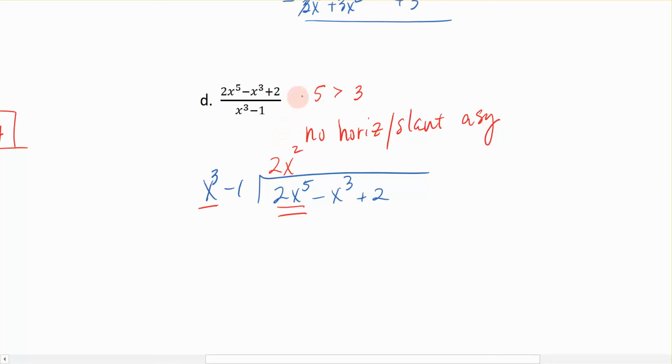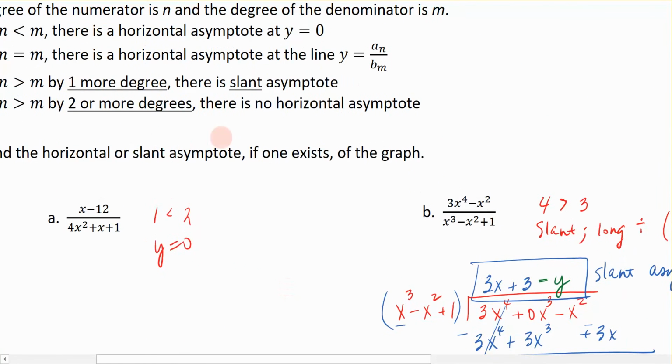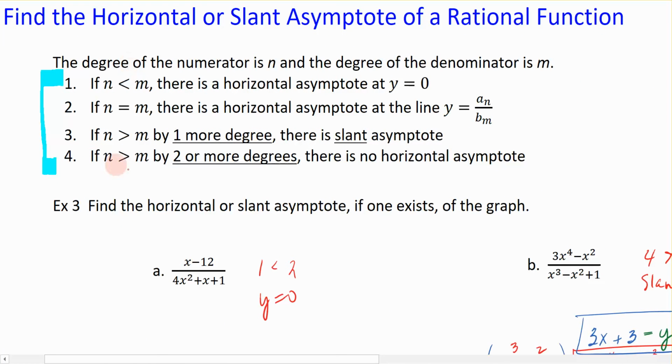And that's why when the numerator's degree is greater than the denominator's by 2 or more, there is no horizontal asymptote. So the criteria that you're going to be using is based on these 4 criteria right here, and that's what you're going to use to find either a horizontal or a slant asymptote.